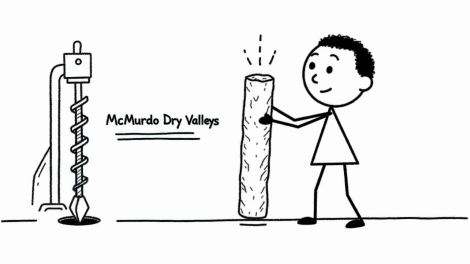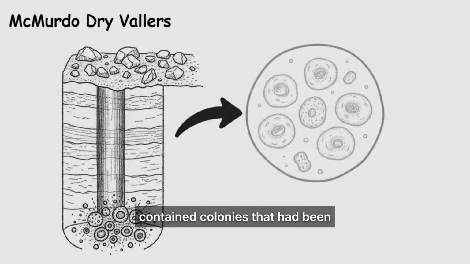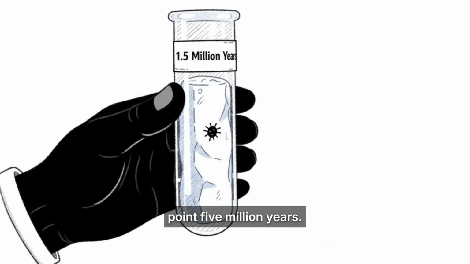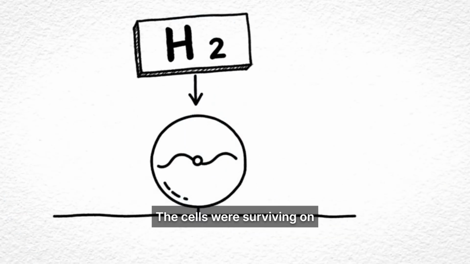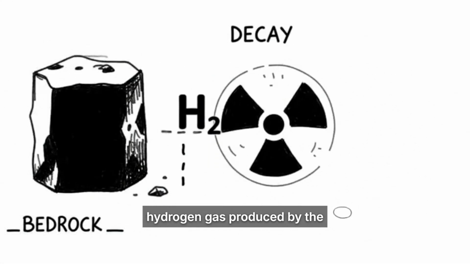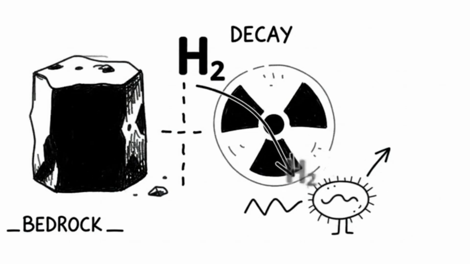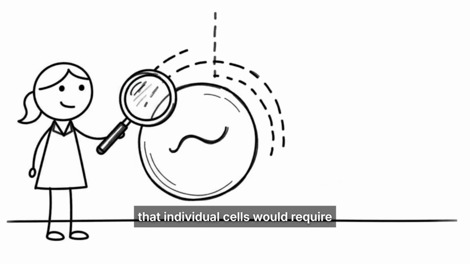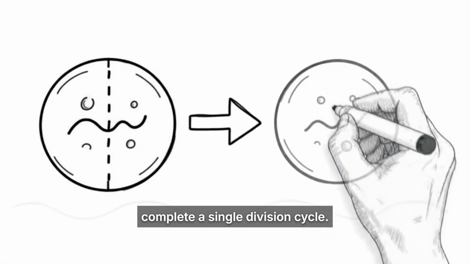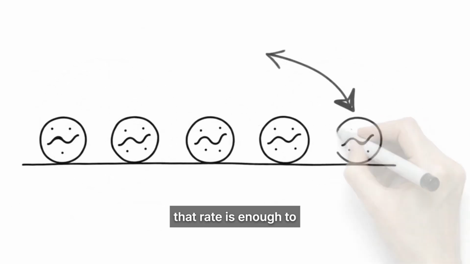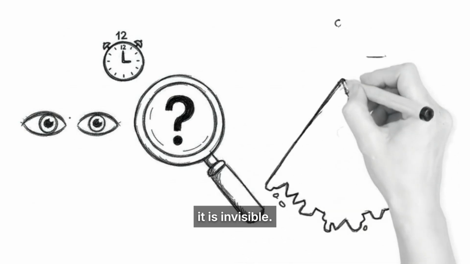The third site, a borehole in the McMurdo Dry Valleys, contained colonies that had been isolated for at least 1.5 million years. The ice around them held no detectable organic carbon. The cells were surviving on hydrogen gas produced by the chemical interaction between ancient bedrock and trace amounts of radioactive decay. The metabolism was so slow that individual cells would require approximately 10,000 years to complete a single division cycle. Over geological time, that rate is enough to maintain a stable population. Over human observation windows, it is invisible.